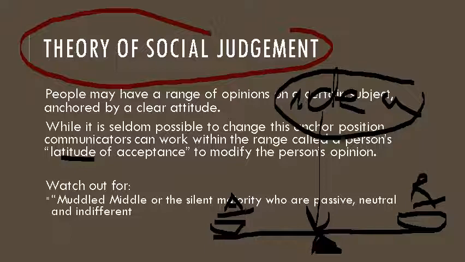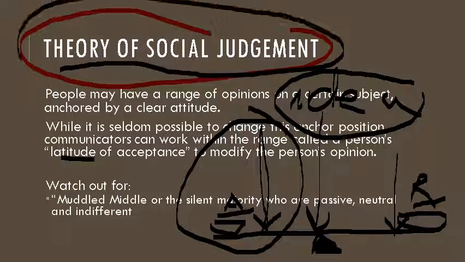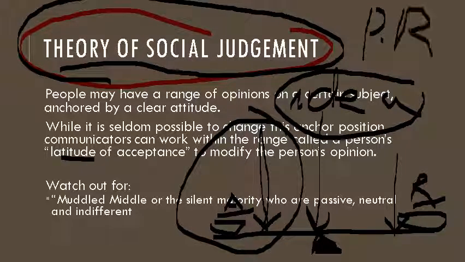Now, if you are really convinced, the idea will go into your latitude of acceptance rather than your latitude of rejection. So that is the theory of social judgment. That is the second theory that public relations can apply in order to build a positive corporate reputation with the public.